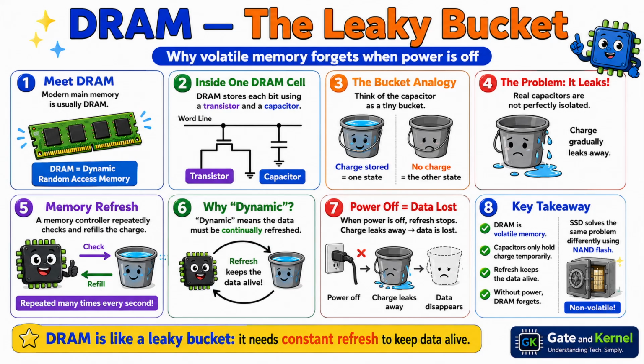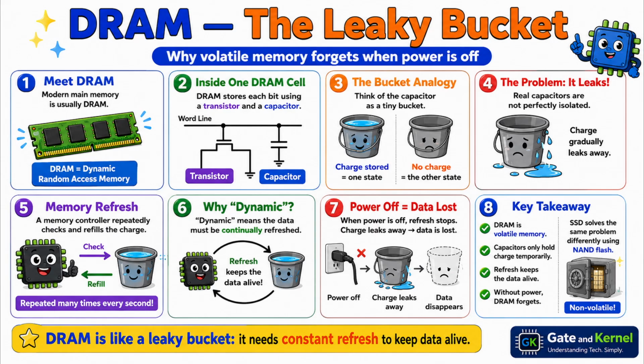Part 2. DRAM, the leaky bucket. Most of the main memory inside a modern computer is a type of RAM called DRAM, or dynamic random access memory. Inside DRAM, one bit of information is stored using a tiny transistor and a tiny electrical capacitor. A capacitor is a device that can temporarily hold electrical charge.